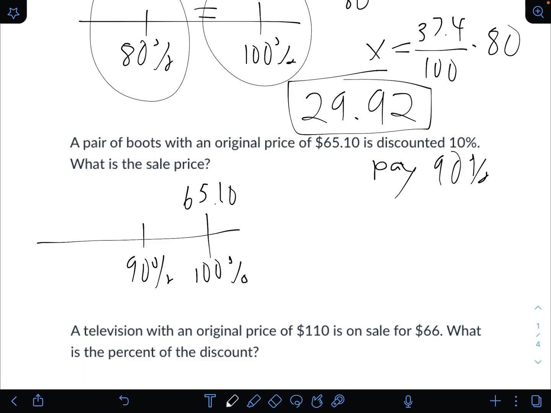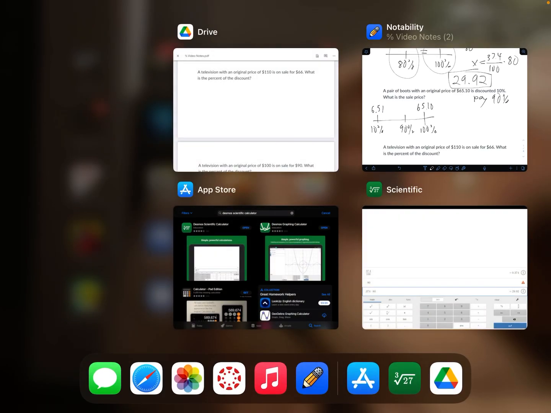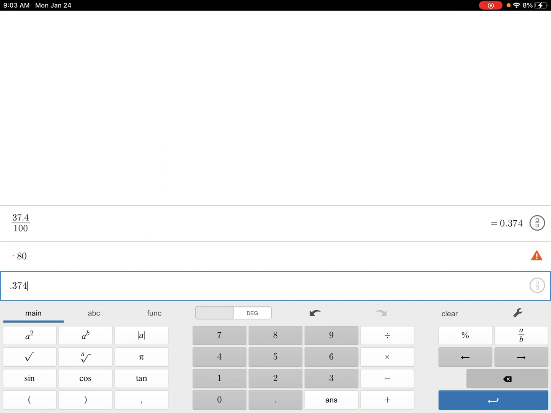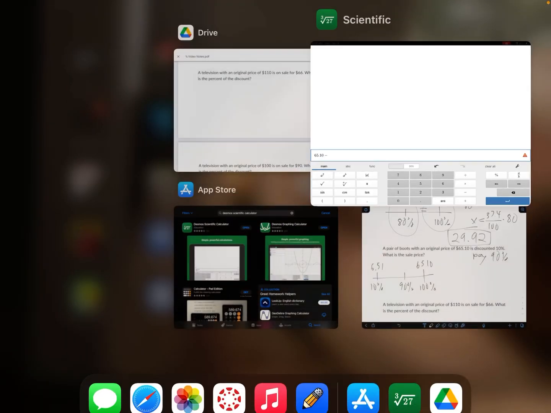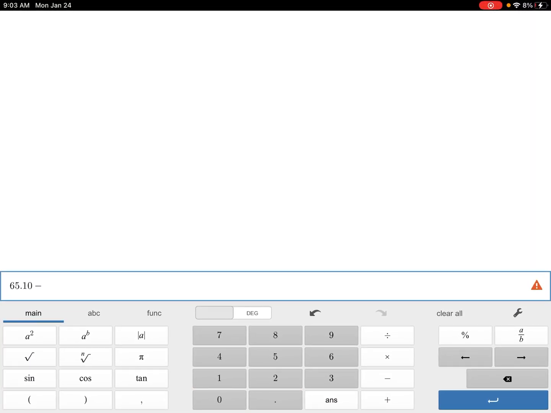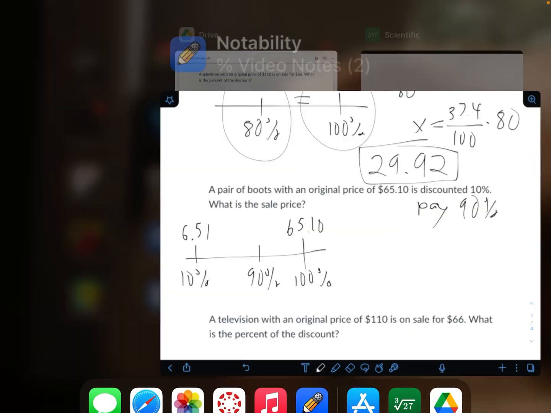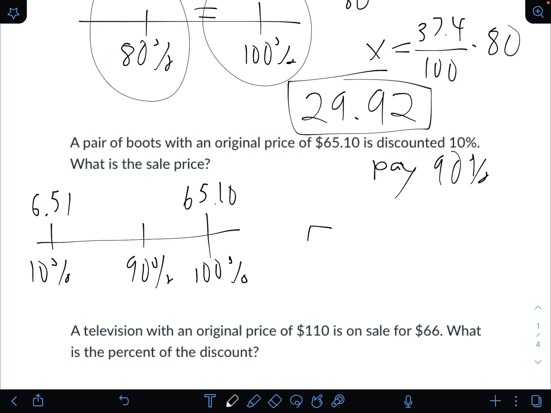But wait a second. Can you figure out 10%? Yeah. That's just 6.51. So 90% would be 100% minus 10%. 65.10 minus 6.51. So that would be, there's clear. 65.10 minus 6.51. Yep, 58.59. So you'd have to pay $58.59.